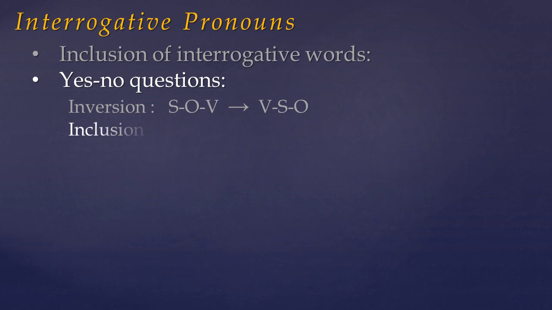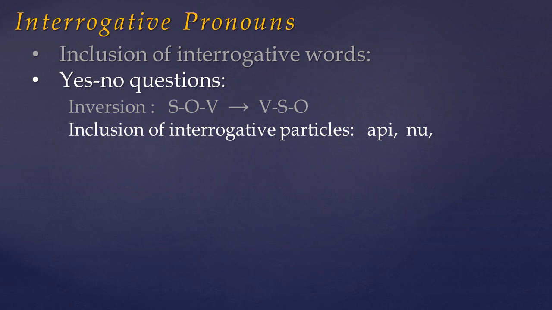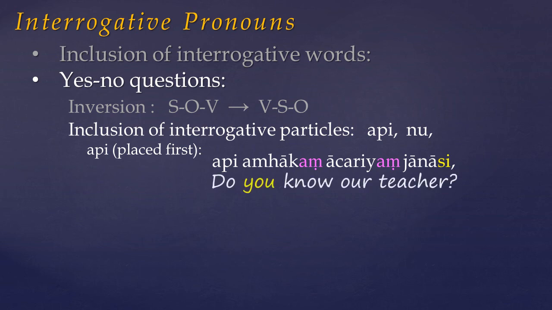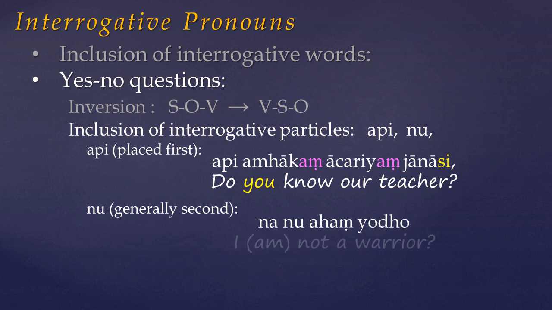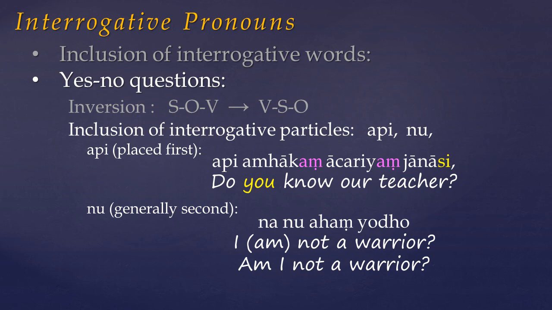And frequently Pali uses the interrogative particles api and nu. Api actually has many uses, but when used as an interrogative particle, it will come first in the sentence. Whereas the particle nu is actually enclitic, which results in it usually being the second word in the sentence. This example translates literally as, I am not a warrior. But with the interrogative particle, we may render this, am I not a warrior? Or can I not be a warrior? Okay, there's actually a whole separate tutorial on this, so I'm not going to go into any more details here.